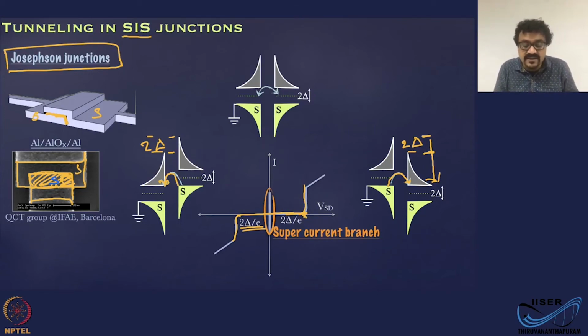Here this actually consists of density of states of both superconductors, not just one. Now let us focus on what happens at zero bias. In the previous case, when normal metal was involved, there was no current or no conduction at zero bias. But now what you are seeing is a finite current flowing through at zero bias, and let's focus on what happens at zero bias.